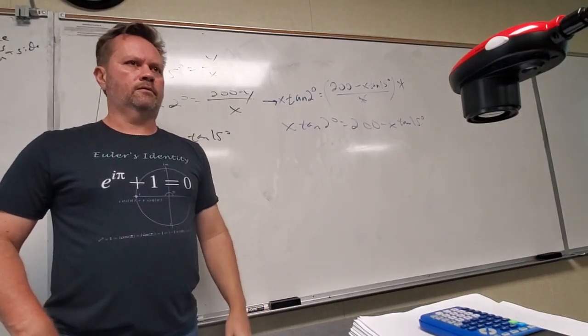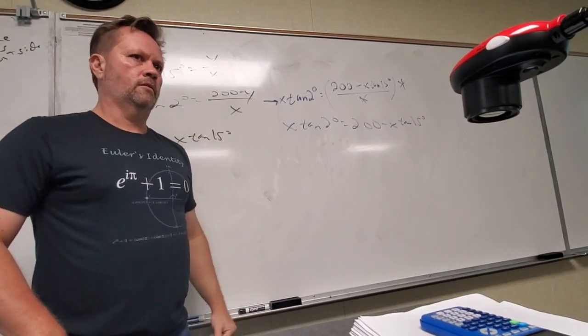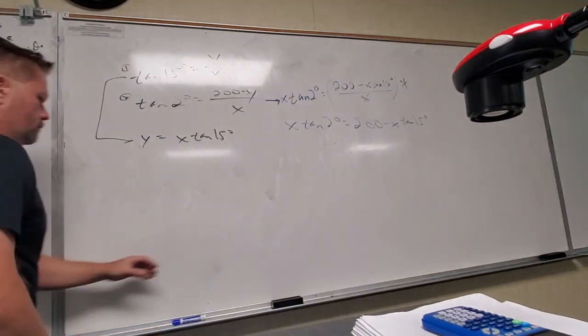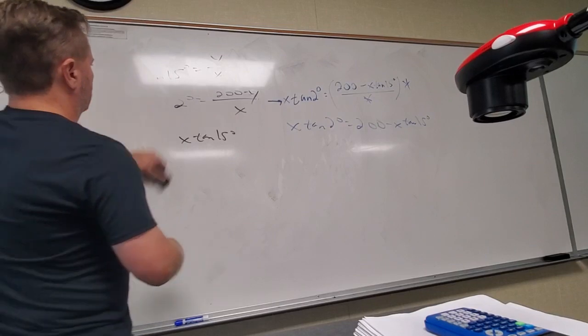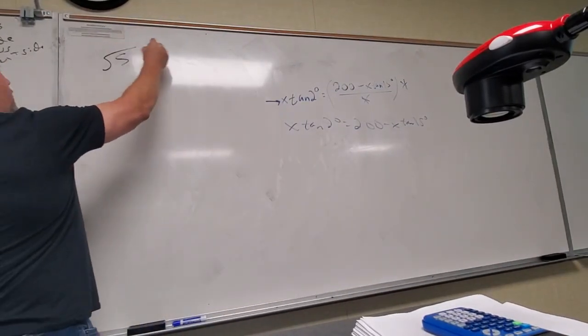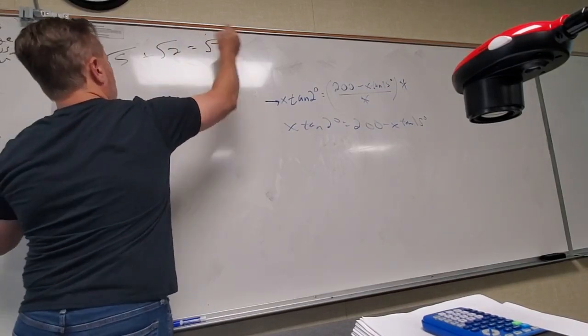So then would it end up being tangent 17? Okay. Square root of 5 plus square root of 2, is that square root of 7?